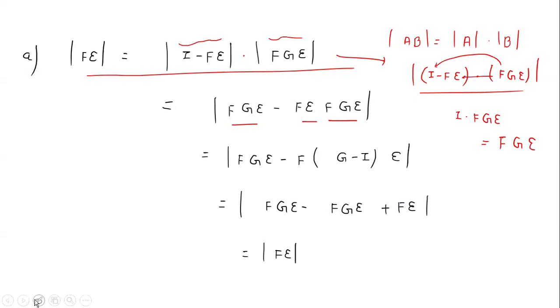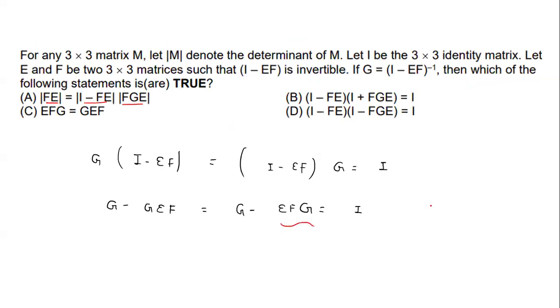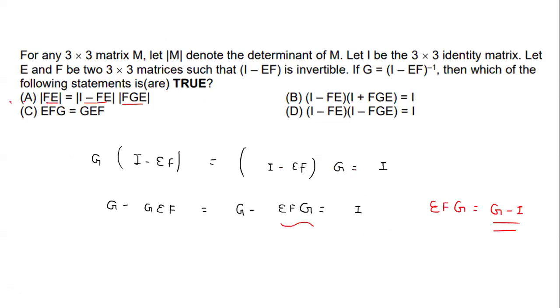Now from the previous discussions we know we can write this EFG as G minus I matrix. So here we have this EFG, so we can write this as G minus I matrix, and now you can see that we have the terms of FGE and minus FE. Now this FGE cancels and the remaining thing is this FE. So we prove that the determinant of this thing is the same as the determinant of the FE matrix, and the first option is correct.